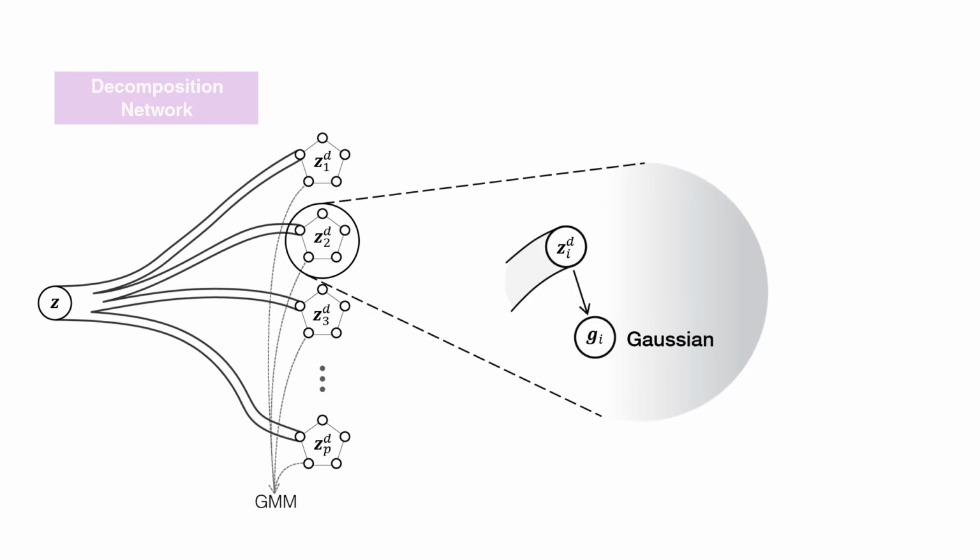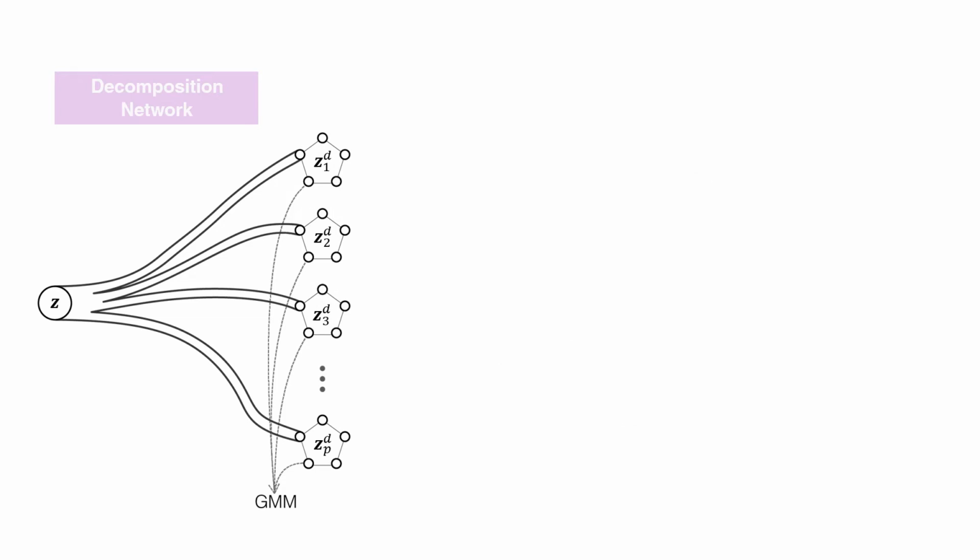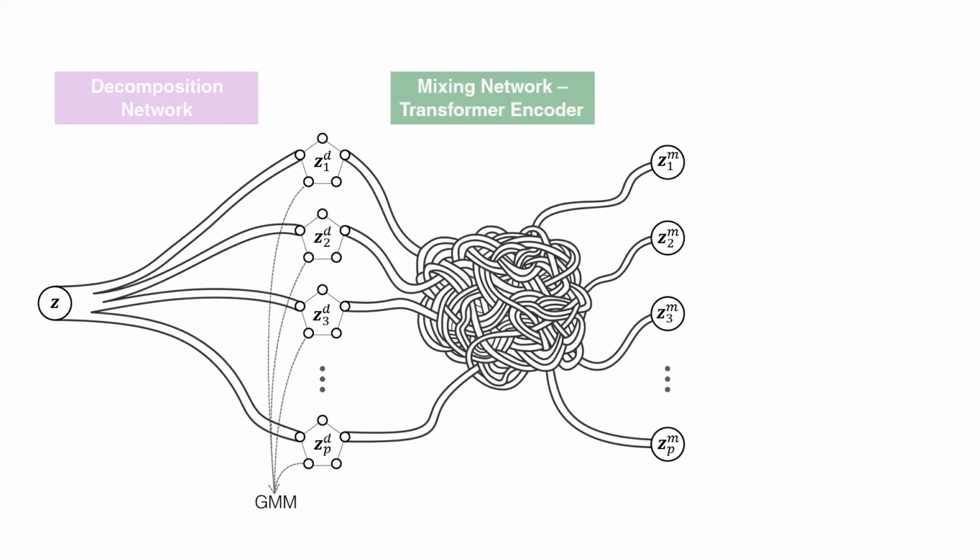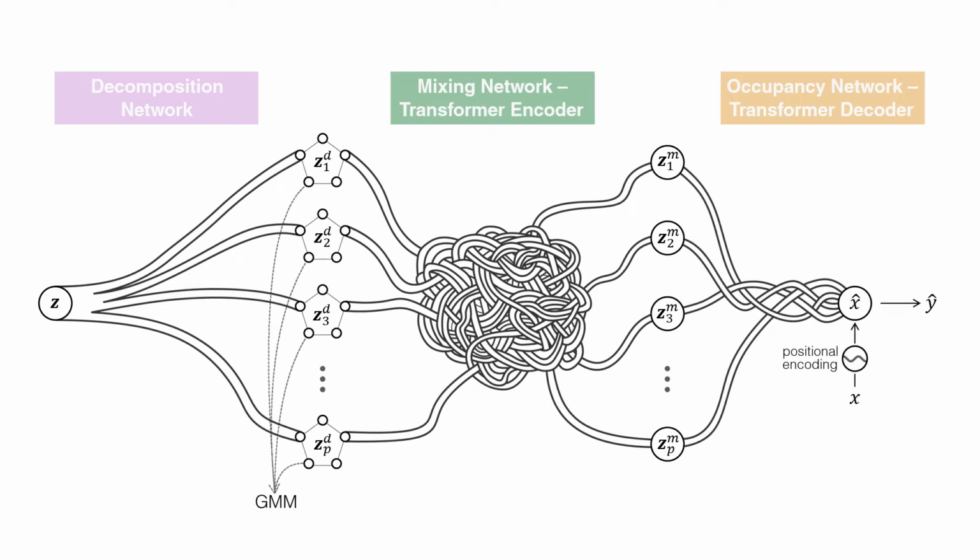After we extract the GMM, the parameters of each Gaussian are projected back and combined with ZD. We continue to process the set ZD by the mixing network in the form of a transformer encoder. This network transfers information between part vectors and outputs the mixed embeddings ZM. Finally, the occupancy network is given by a transformer decoder, where a coordinate X attends to the mixed part codes to output its occupancy indicator. The whole network is trained by the ground truth occupancy labels.